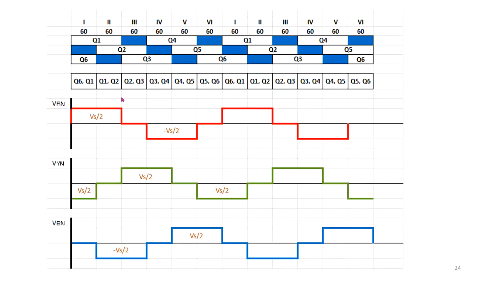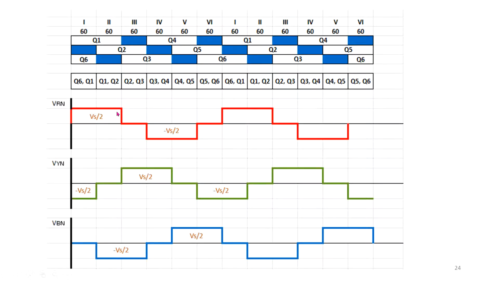Okay, these are the phase voltages, and at one time, you know that two are conducting, and we can see that Q1 is conducting. Oh, sorry, Q1 is conducting. We have Rn and Yn, and there is no Vn. Okay, we already saw this.